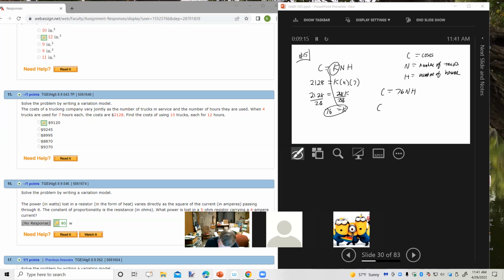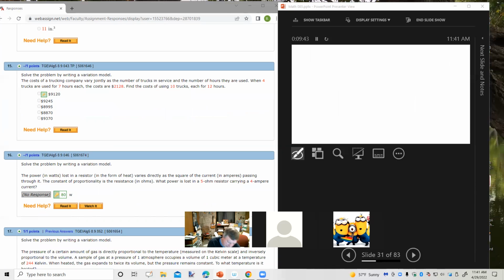Find the costs of using 10 trucks each for 12 hours. So we've got 76 times 10 times 12, and that is $9,120. And then you said 16. Yes. All right, here we go.